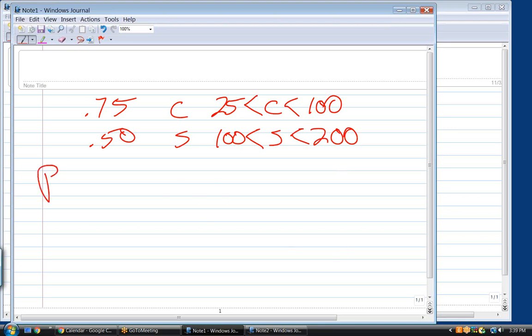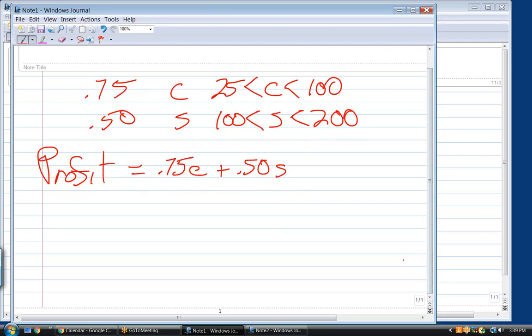What is our profit function? Profit is equal to 75x, or C. I'll just use C for candy. Plus 50y, or S. Okay, so that's the objective function that I want to maximize.